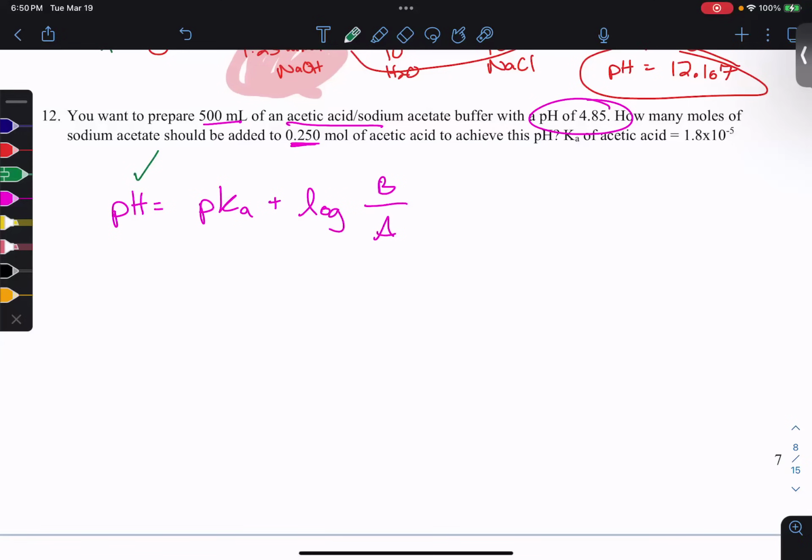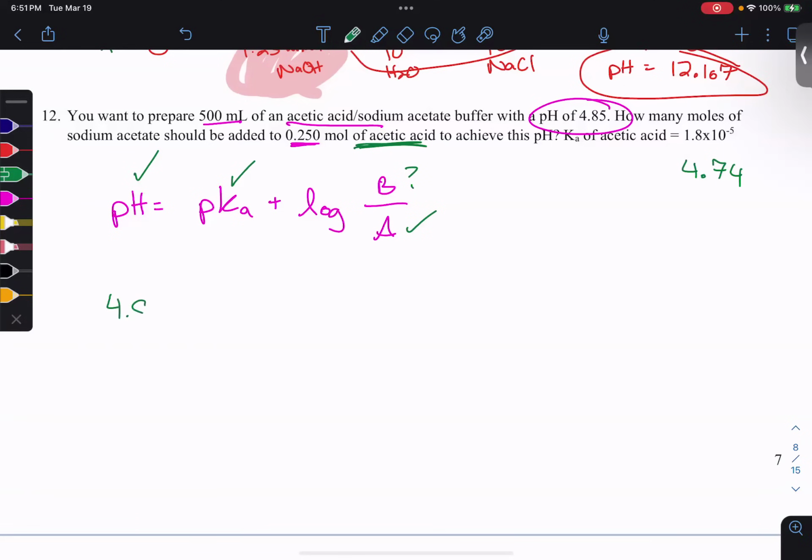I know the pH I want. I know the pKa of acetic acid. I hope at this point you know what the pKa of acetic acid is. What is it? 4.74, yeah. Log base over acid. We are solving for which thing? Base. Yeah, so I already know how much acetic acid I have. So I'm just solving for how much sodium acetate I have to add.